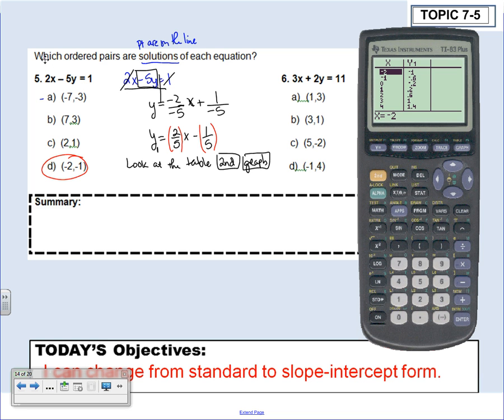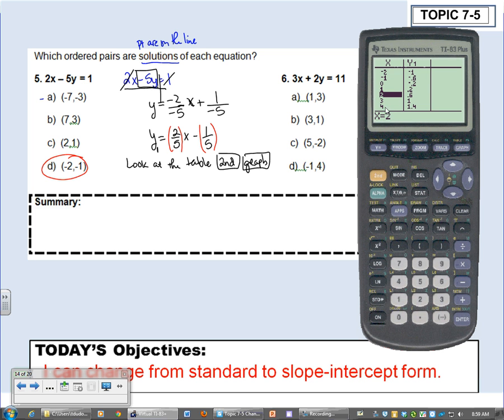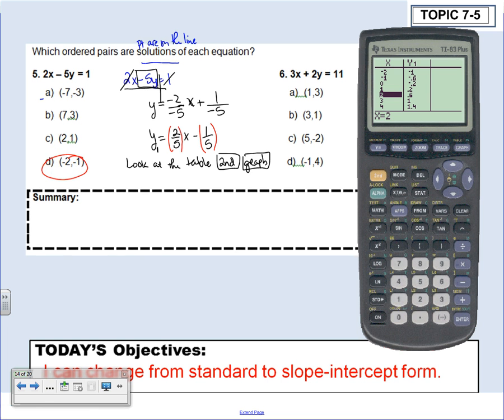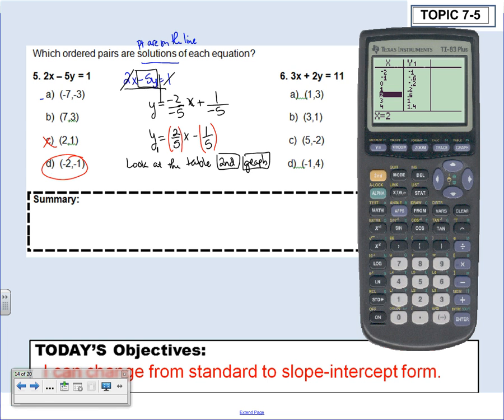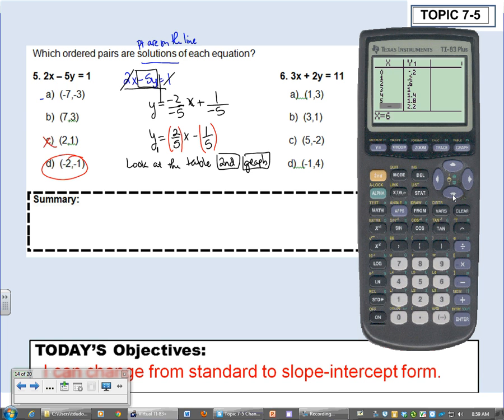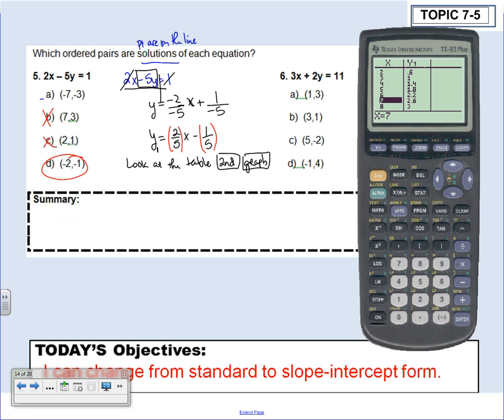Now, notice this says which ordered pairs, so that means there may be more than one. So now we're going to check 2, 1, because I have that. I see when x is 2, y is 0.6, so C is not an answer. I want to look at 7, 3, so I'll scroll down. When x is 7, y is 2.6. So B cannot be an answer because this says when x is 7, y is 3.